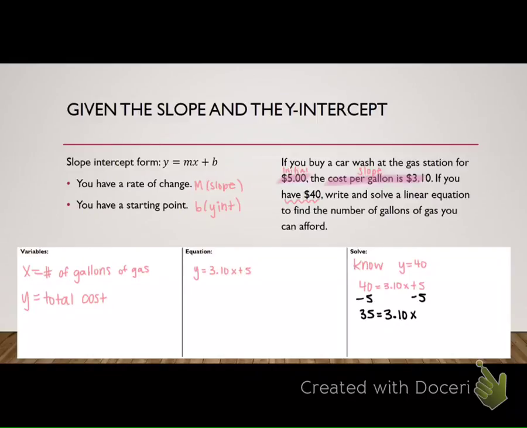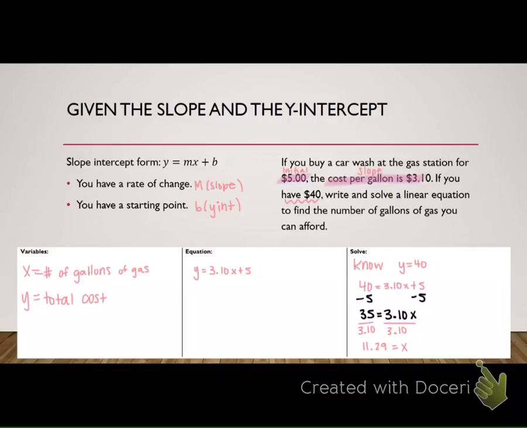All right. What do I have to do now? Divide 9 on both sides to get 11.29. Can you get 0.29 gallons of gas? Yes. Is it 0.29? Repeat it, so we'll round to 2. Yes, you can get 0.29 gallons of gas.